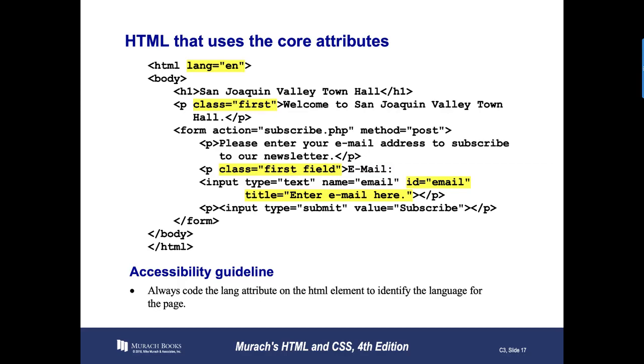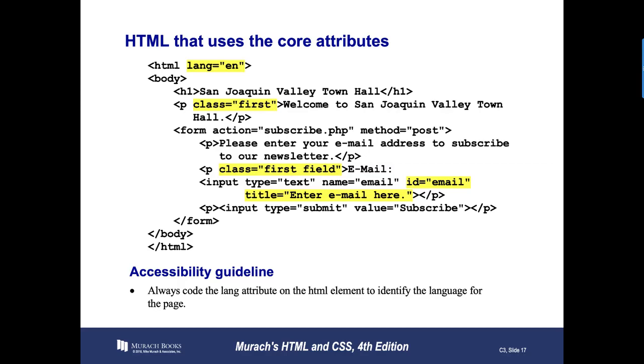Here are some of what we call the core attributes on this particular page. They're highlighted in yellow. An HTML element, and I think this was covered a little bit in a prior chapter, you can have an attribute and a value.